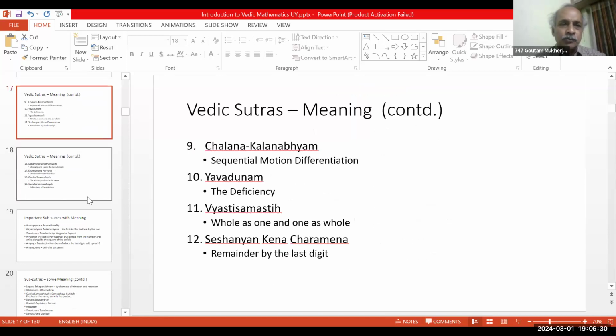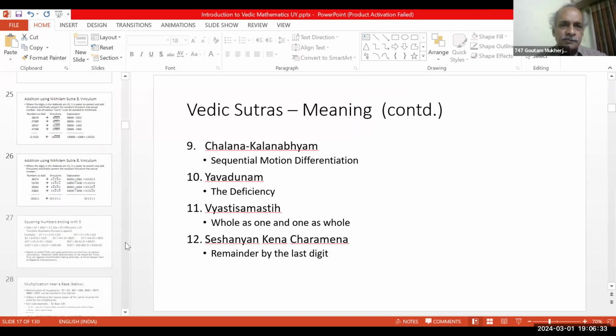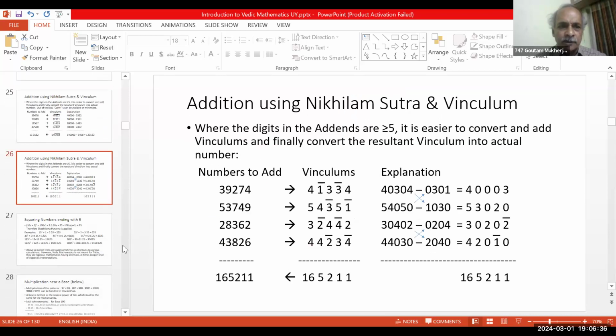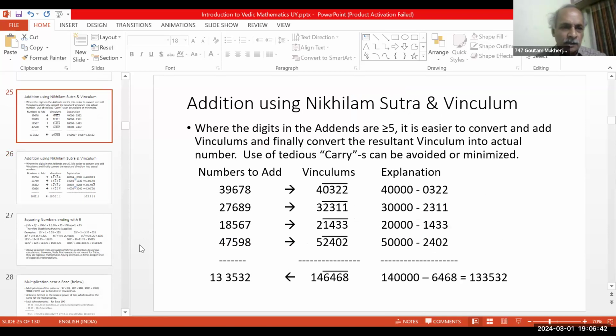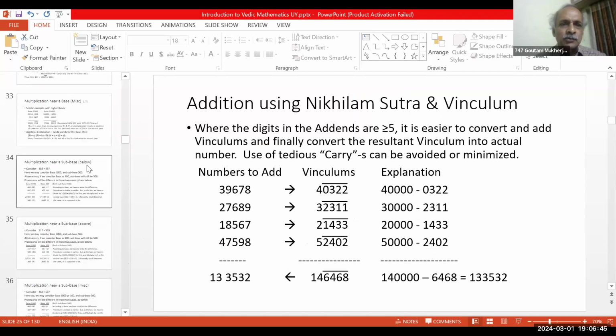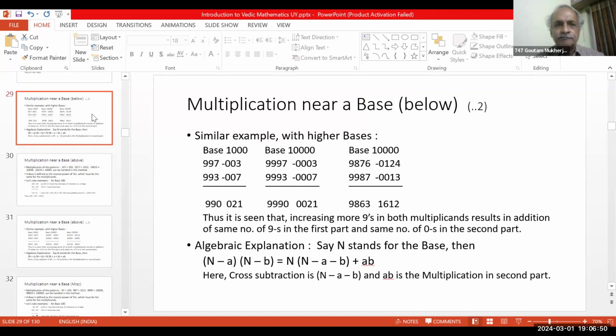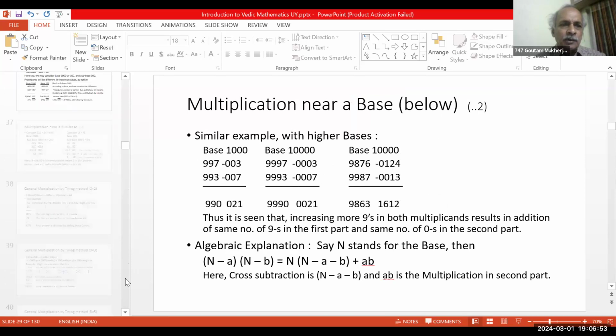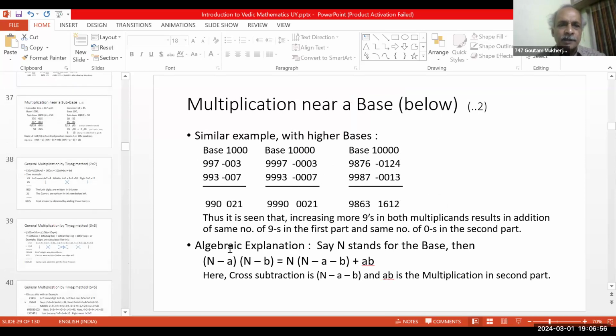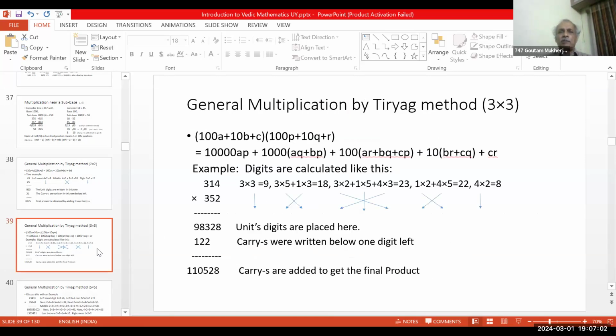But this is actually not the full thing. So there I discussed this part. We discussed the vinculum concept, and how the vinculum can be used for various purposes. Then he came to multiplication near base or sub-base. Then we came to Nikhilam Navatashcaramam Dashatah, and the algebraic explanation was also given. Then we came to another system of multiplication, called Urdhva Tiryagbhyam, upward and cross. This is a cross multiplication kind of thing.